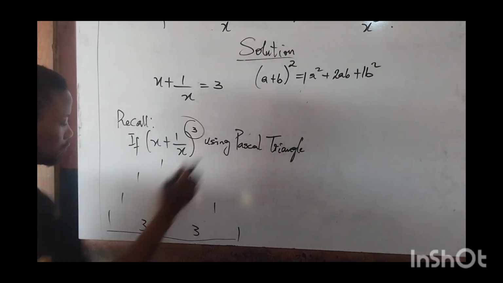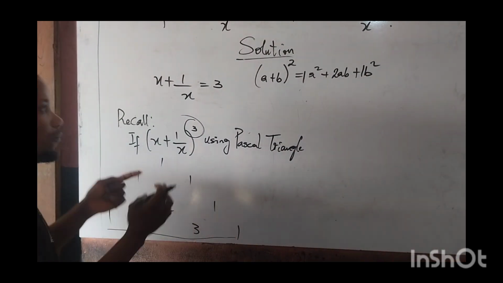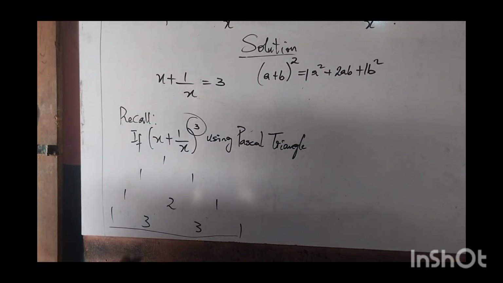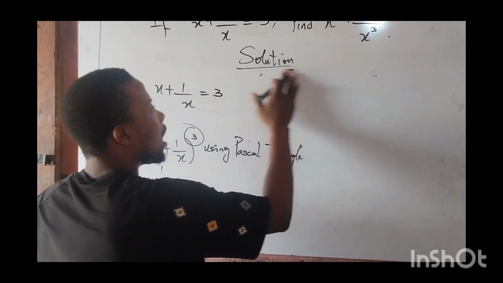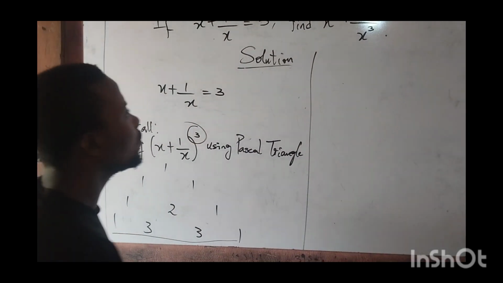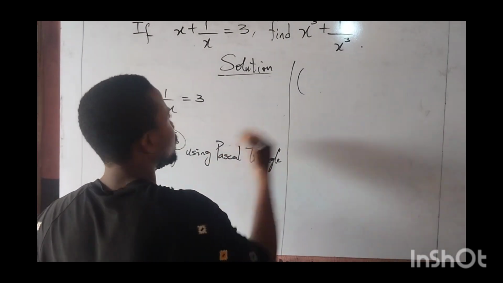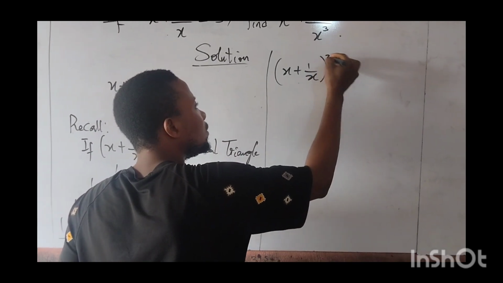When we have the power to be 2, the coefficient is 1, 2, 1. So if we have the power of 3, the coefficient will be 1, 3, 3, 1. So how are we going to get that? Let's just expand this using Pascal Triangle as coefficient. We have s plus 1 over s raised to power 3.